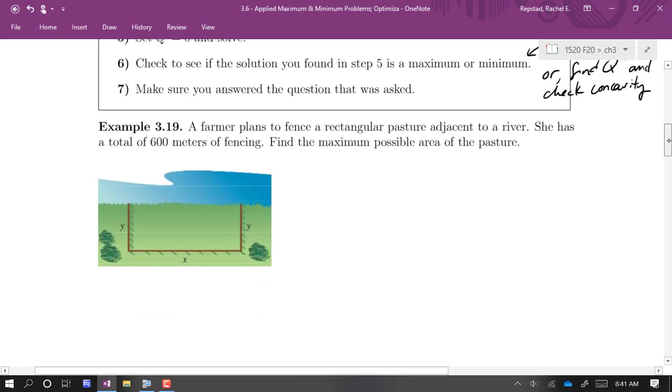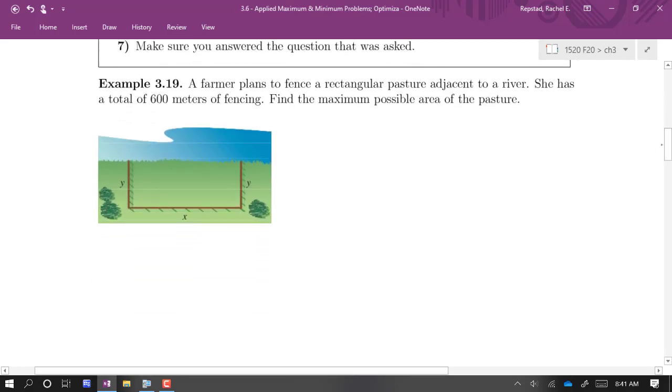Let's do some examples. In our first one here, a farmer plans to fence a rectangular pasture adjacent to the river. So she's using the river as one of the boundaries. And then for the remaining 3 sides, she has a total of 600 meters of fencing. We want to find the maximum possible area. So it's rectangular, which means 2 of the sides will be the same length. We're labeling those Y in the figure here. And then this other side is labeled X.